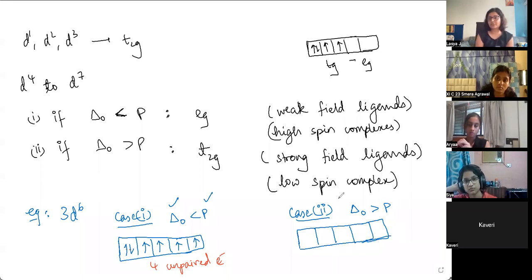Also, how is pairing energy related to spin complex? That's what, look at case 2 and you'll understand it. Okay, so case 2, if delta naught is higher, D1, D2, D3 get filled up. Where will D4 go?